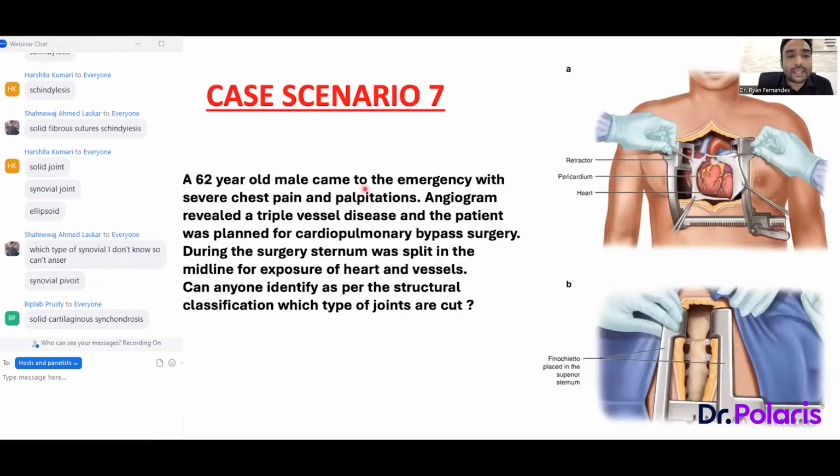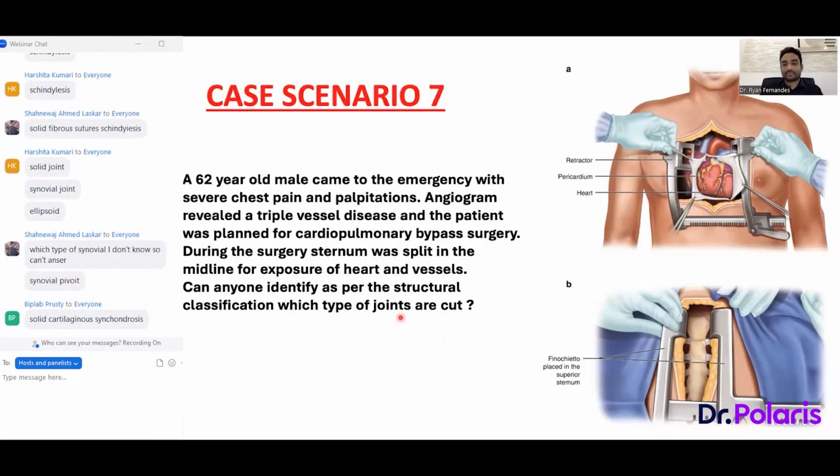A 62-year-old male came to the emergency with severe chest pain and palpitation. Angiogram revealed a triple vessel disease, and the patient was planned for cardiopulmonary bypass surgery. During the surgery, the sternum was split in the midline for exposure of heart and vessels. Can anyone identify what structural classification of this joint which was cut it belongs to? Sternum was cut. You can't reach the heart without cutting the sternum. So when you're talking about sternum, you have to cut the manubrium as well. So manubrio-sternal joint. I'm giving you a clue.